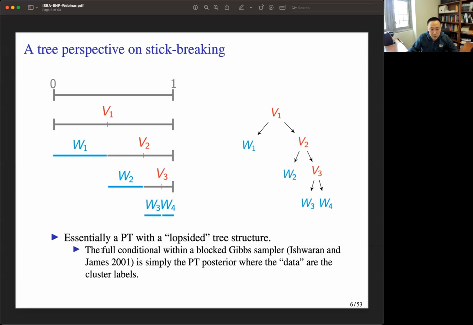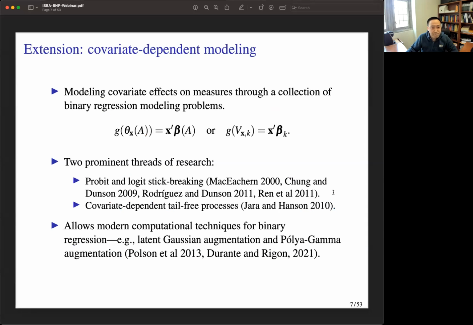So it's essentially the same model as Polya tree. And indeed, if you apply this model in mixture modeling and use a block Gibbs sampler to update these weights, you're going to be exactly updating from the Polya tree posterior, where your data points are going to be the current cluster labels within that iteration. So it's essentially embedding a Polya tree within the mixture model.